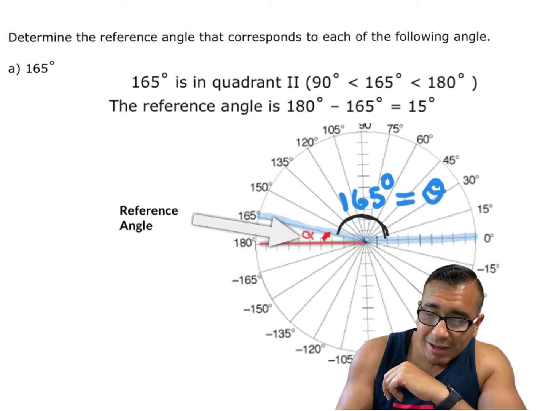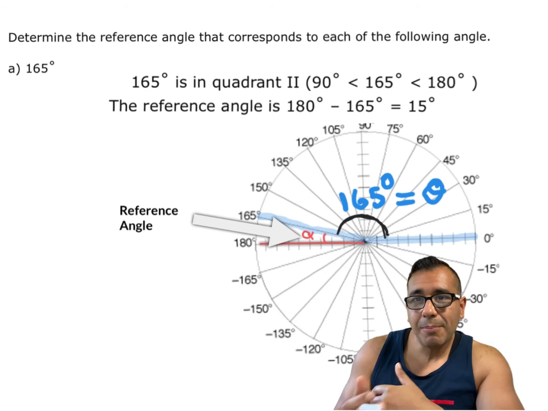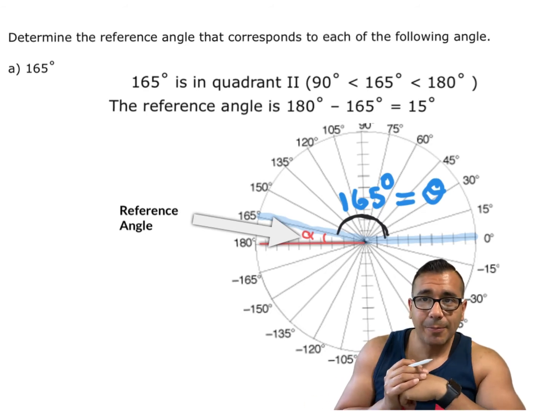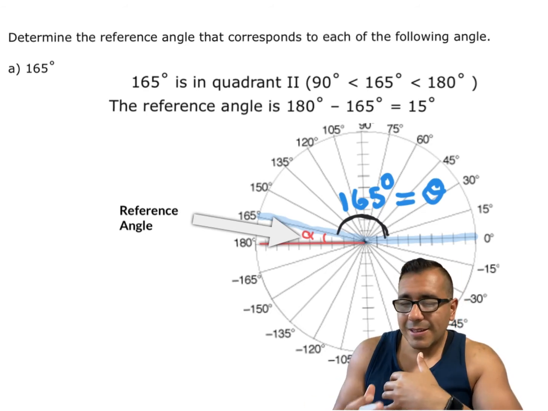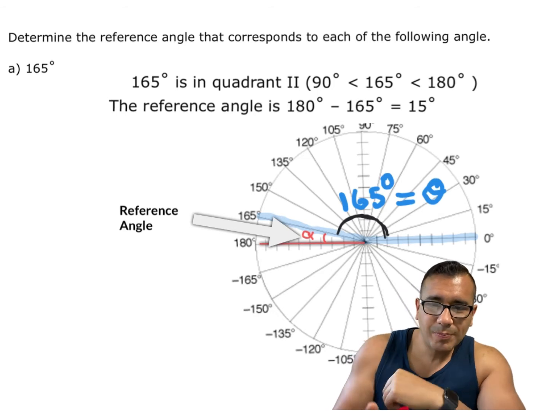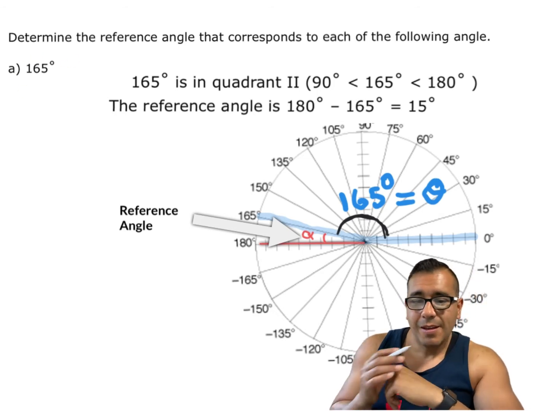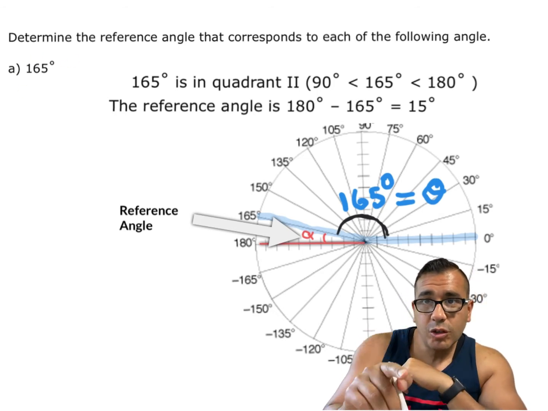So this little angle right here, that's in red, right? That's 15 degrees. And that makes sense by just looking at it right there. All right, so hopefully this gives you a better visual. So there's our first example. All right, let's look at example 2.